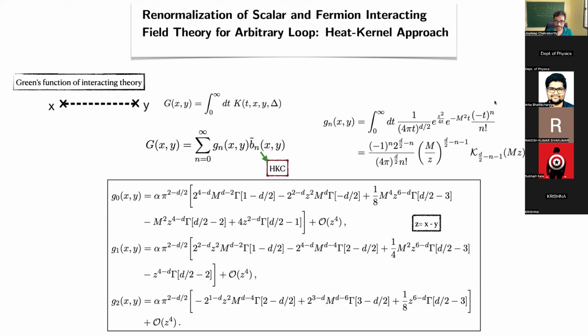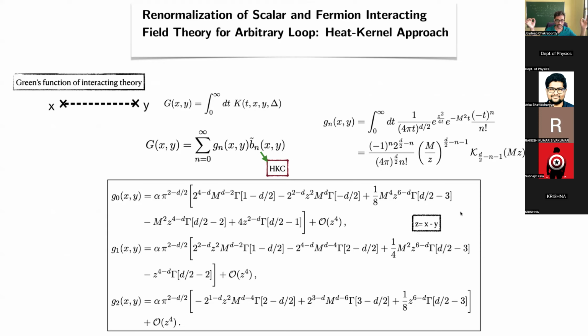So here, if you calculate perturbatively the G0, G1, G2, those coefficients associated with B1, B2, B3, and so on, that can be written in this particular form up to order Z4. What is this? This is x minus y. Now, what is the source of my divergence here? The source of my divergence is x minus y tending to 0.